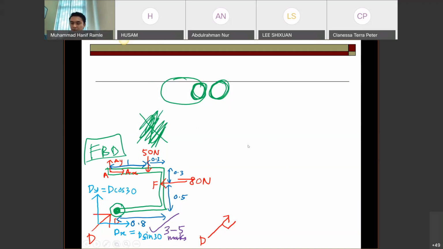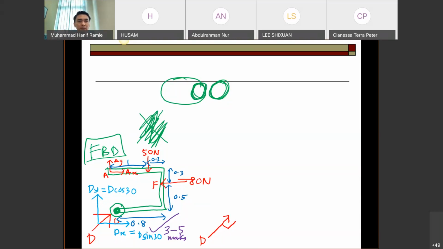Okay, what's next? After resolving the D, what is the next step? All components for X and Y equal 0. Yes, correct. But you have to bear in mind, after you resolve the D, you actually have four unknowns. The first unknown is AY, the second is AX, the third is DY, and the last is DX.